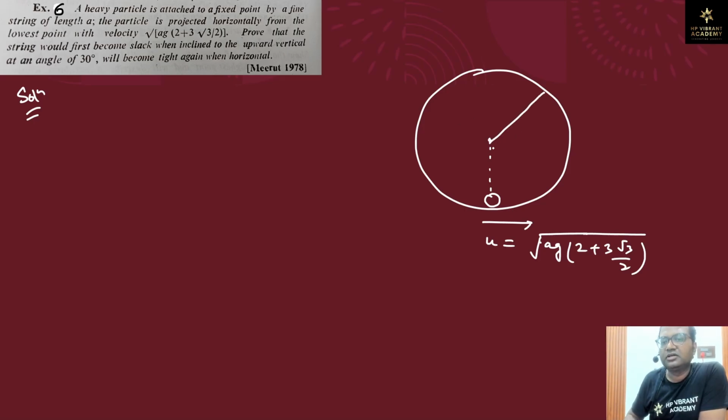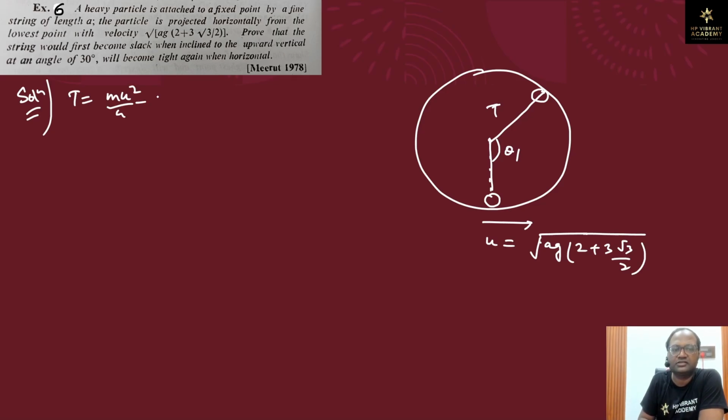So let us find the angle theta 1 where the tension becomes 0. This means when the tension becomes 0, the string will get slack. What is given in the question? Prove that the string would first become slack when inclined to the upward vertical at an angle 30 and will become tight again when horizontal. At this point, at an angle theta 1, the string becomes slack, that is, tension is 0. The expression for the tension at a random theta is tension equal to mu square upon a minus mg (2 minus 3 cos theta).